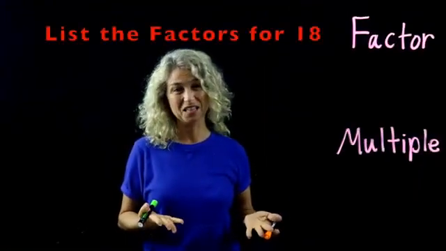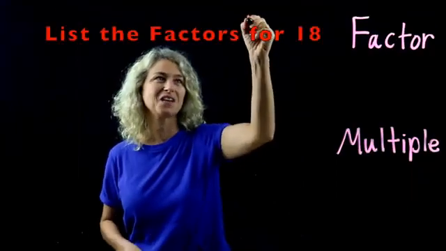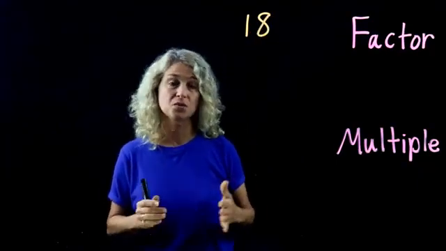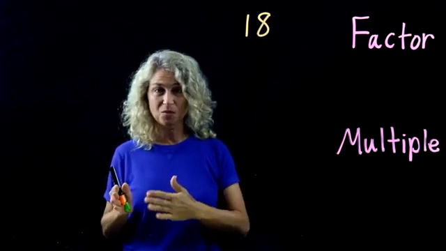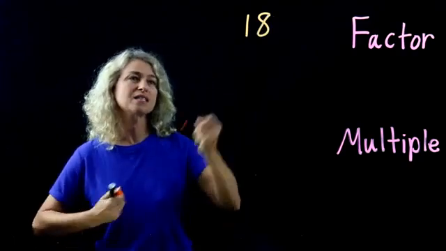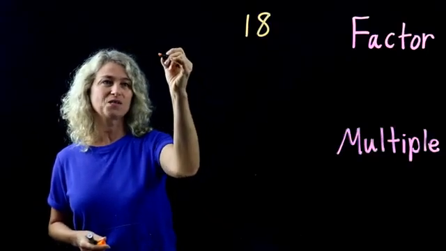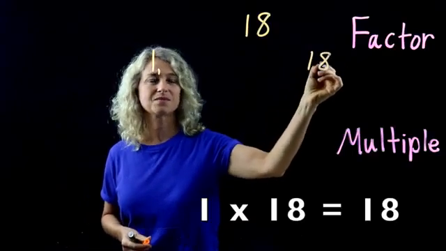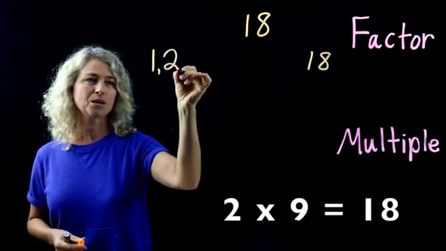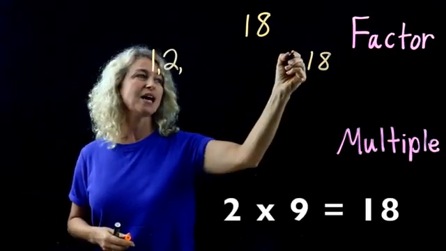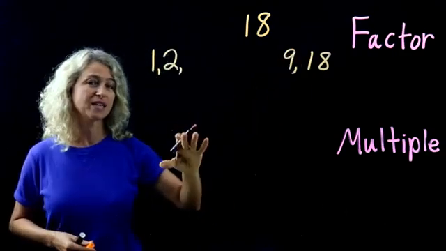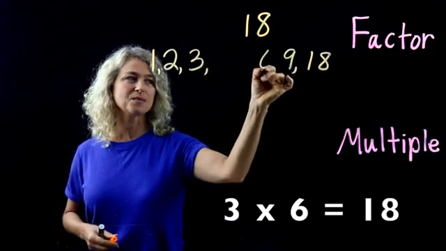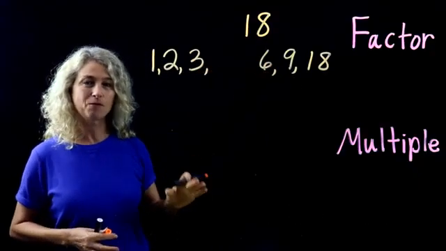All right, so now let's look at a larger number. Let's look at 18. When we list the factors for 18, we still want to start with the same, starting with number 1. Let's list, starting with 1, all the factors for 18. 1 times 18. 2. 2 times what? 2 times 9. Is there anything times 3? Sure. 3 times 6.